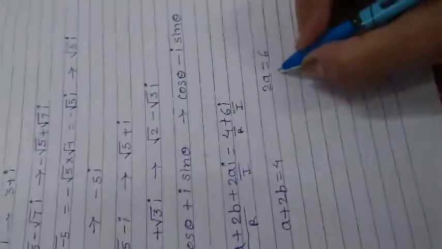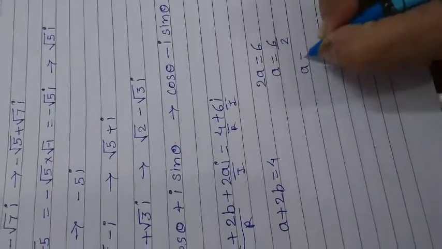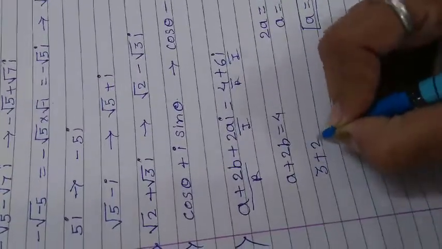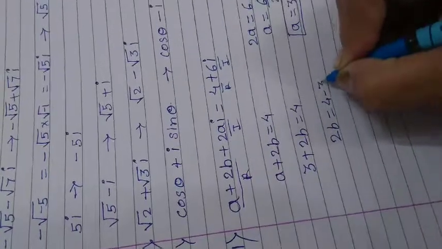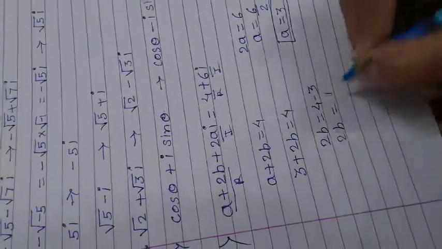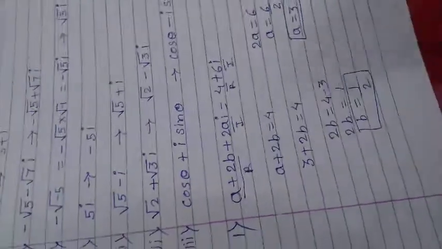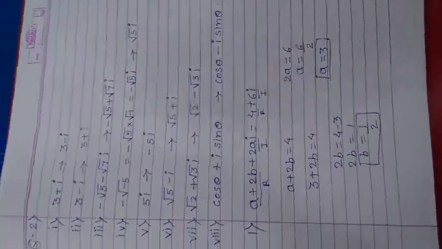So from this we can get the value of A. So A is equal to 6 by 2, so A is equal to 3. Now substitute this value here. So 3 plus 2B is equal to 4. So 2B is equal to 4 minus 3. So 2B is equal to 1. B is equal to 1 by 2. So here we got the values of A and B: 3, 1 by 2.